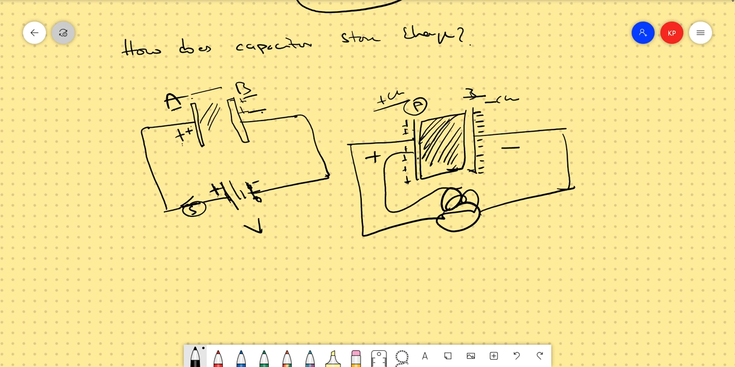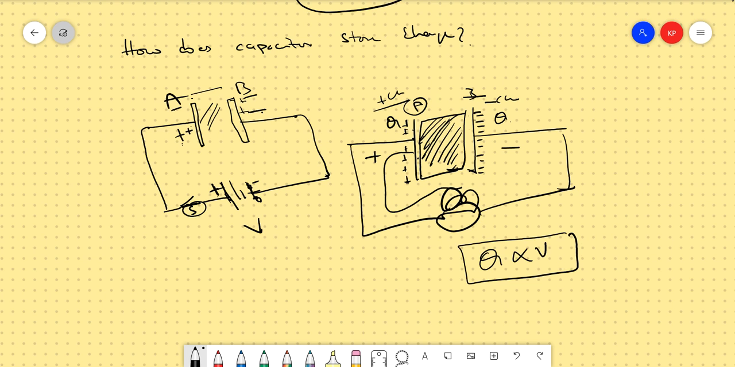If the switch is open, the capacitor will retain the charge. Suppose the charge on each plate A and B is q coulombs. The charge q on each plate is directly proportional to the potential difference between the two plates.